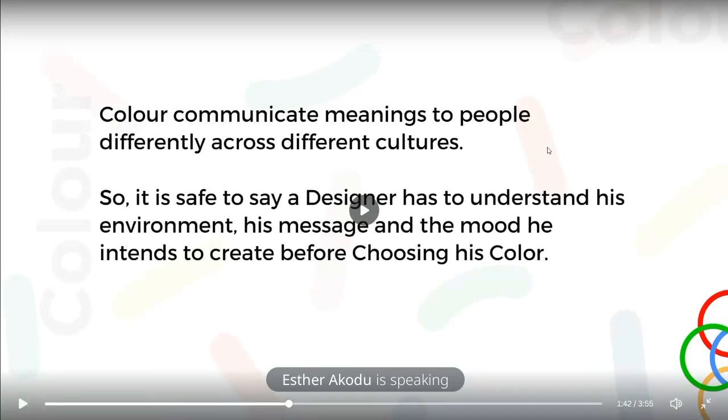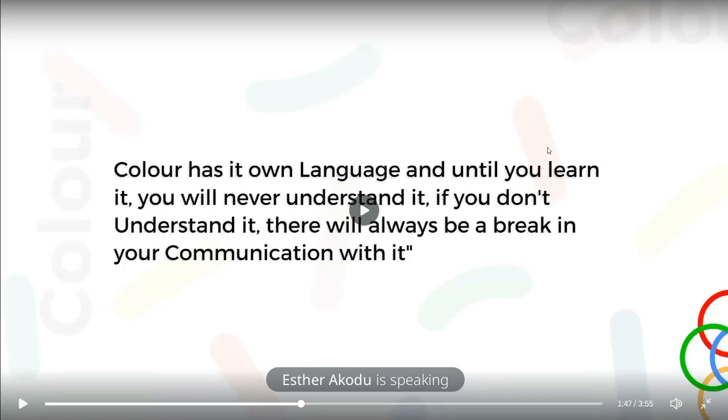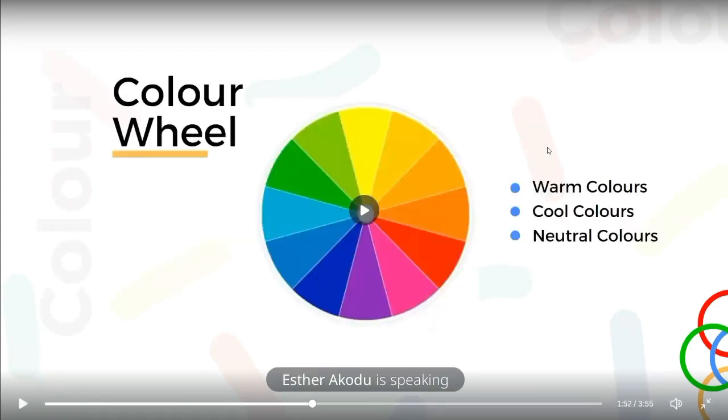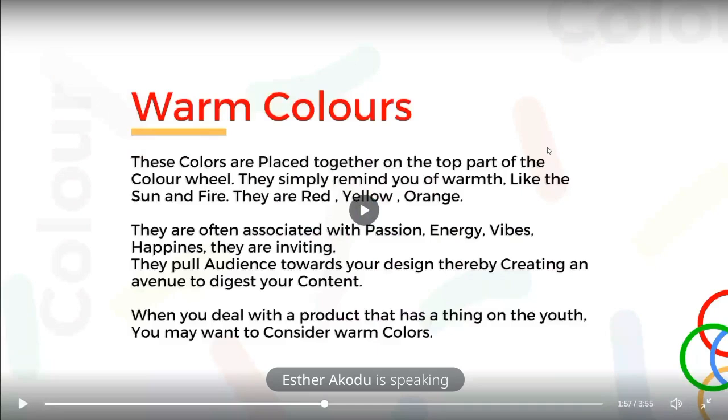So color actually, we've talked about that, so I'm just going to fast forward to the next part so that we don't dwell so much on that. I wrote here that color has its own language, and until you learn it, you'll never understand it. If you don't understand it, there will always be a break in your communication with it. So we'll be talking about the color wheel. Some of us have learned warm colors, cool colors, and neutral colors in primary school, so it's not going to be so new to us. We'll be talking about warm colors, cool colors, and neutral colors. Because of time, I'd have loved to get feedback and questions before we continue.